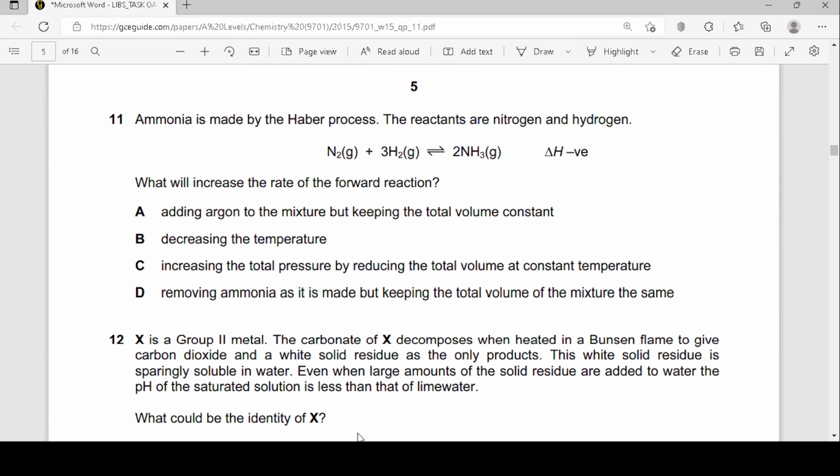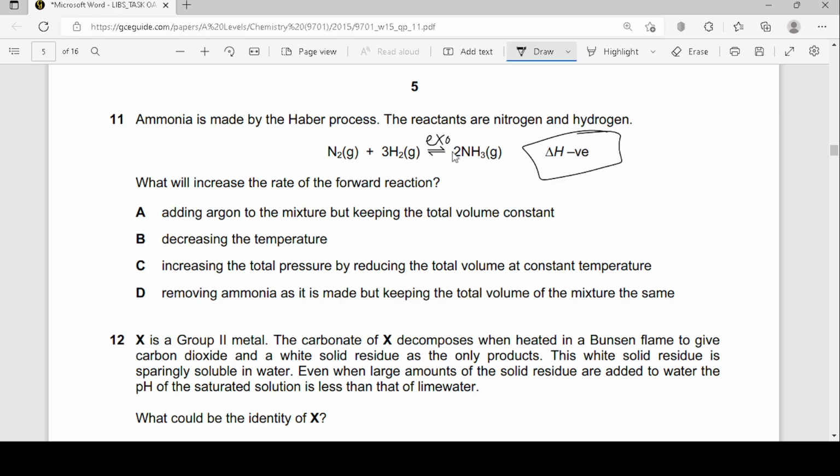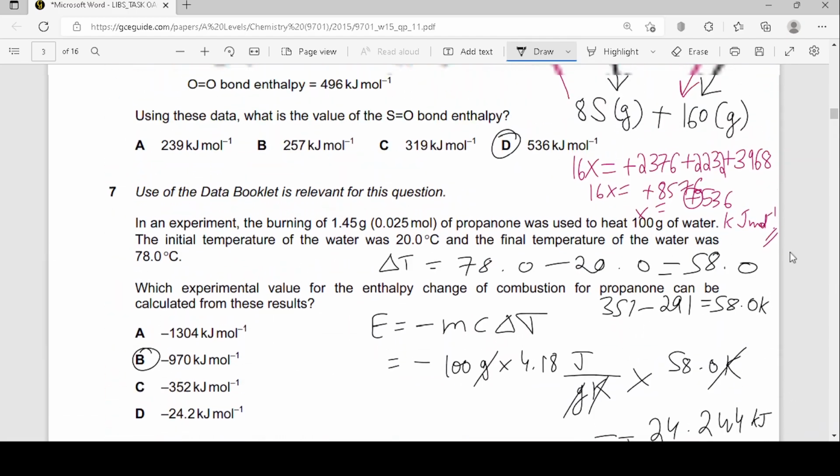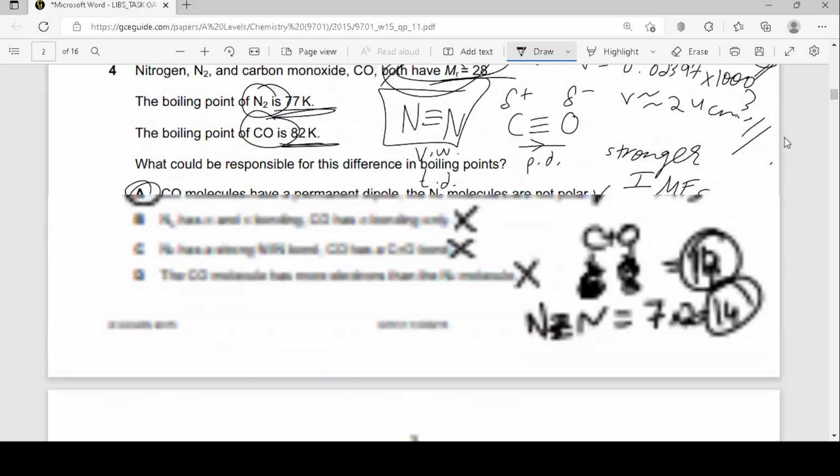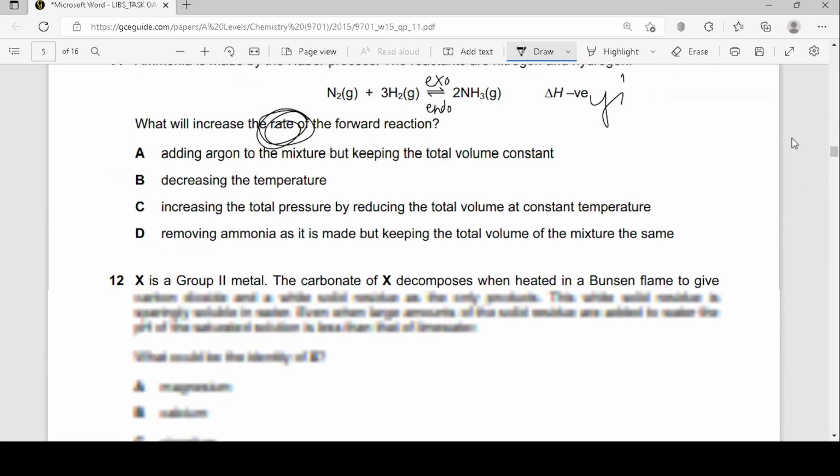Next question, question number 11. Ammonia is made with the Haber process. The reactants are nitrogen and hydrogen. So what will increase the rate of the forward reaction? They have shown that delta H is negative, which means the forward reaction is exothermic and the backward reaction is endothermic. They've talked about rate, they're not talking about yield. Remember, in the previous question somewhere they asked about yield, which was question number 2. No, they're not talking about yield here.